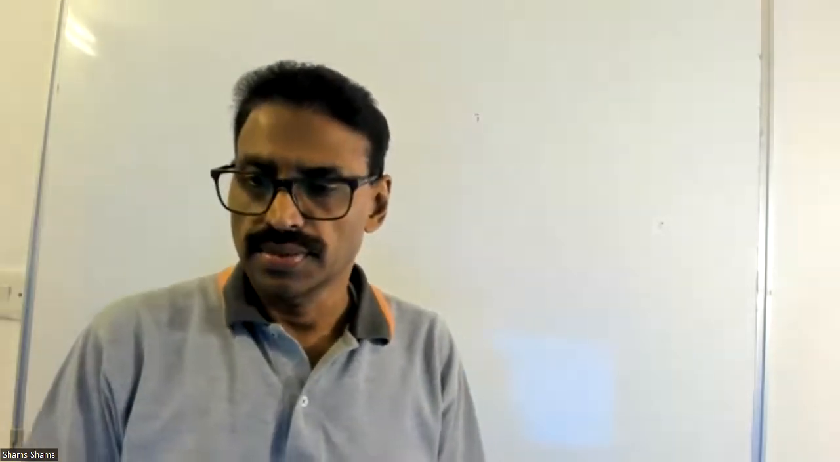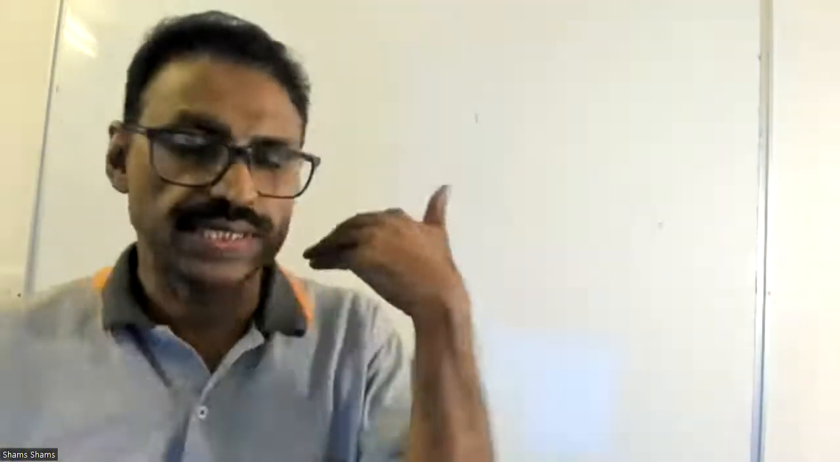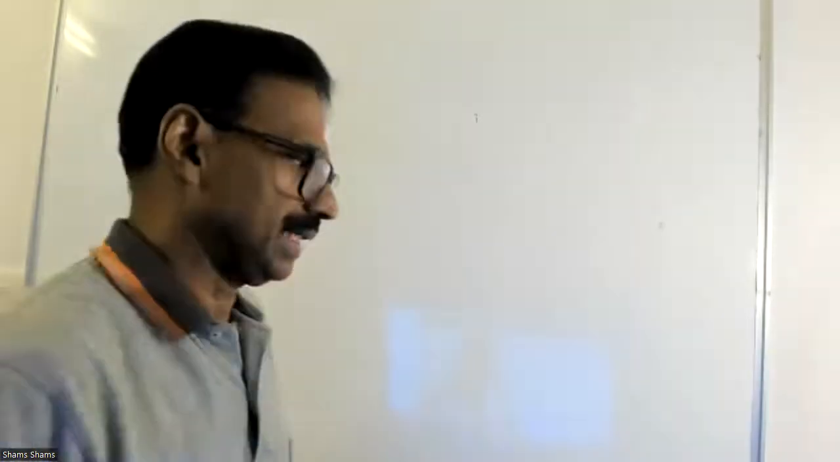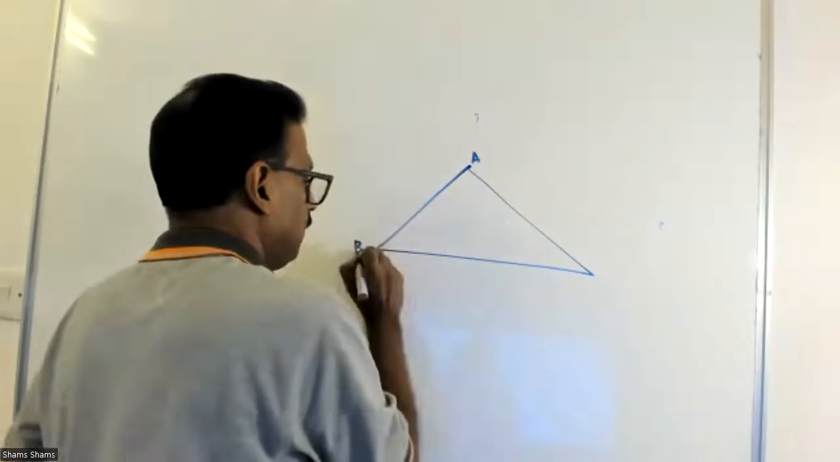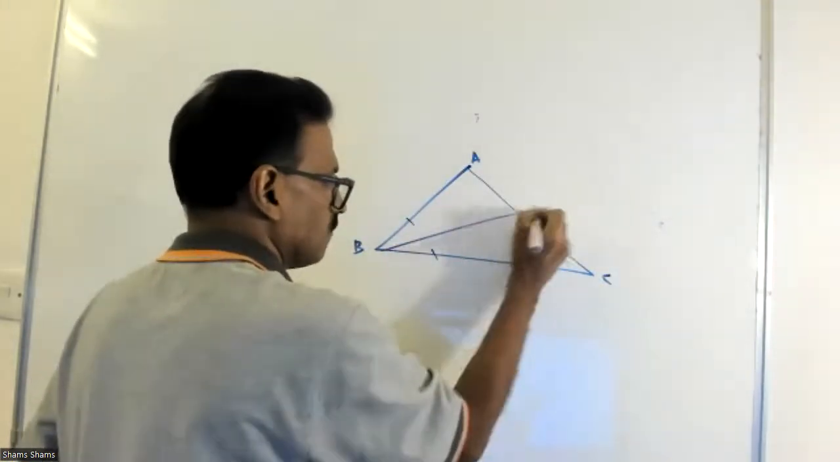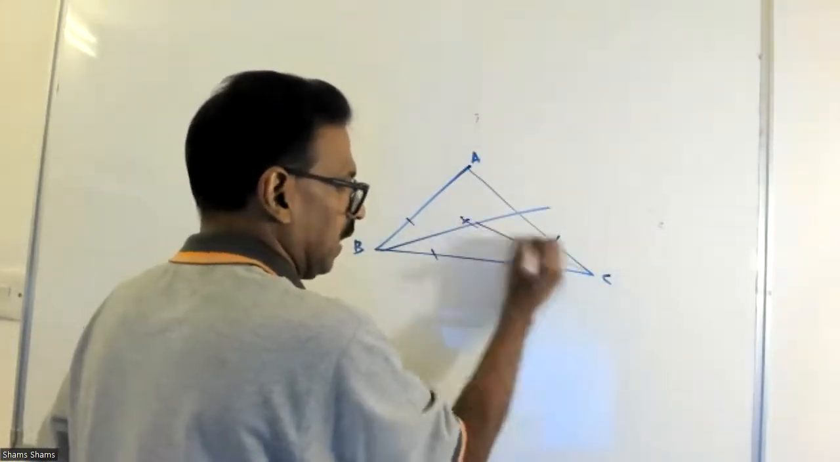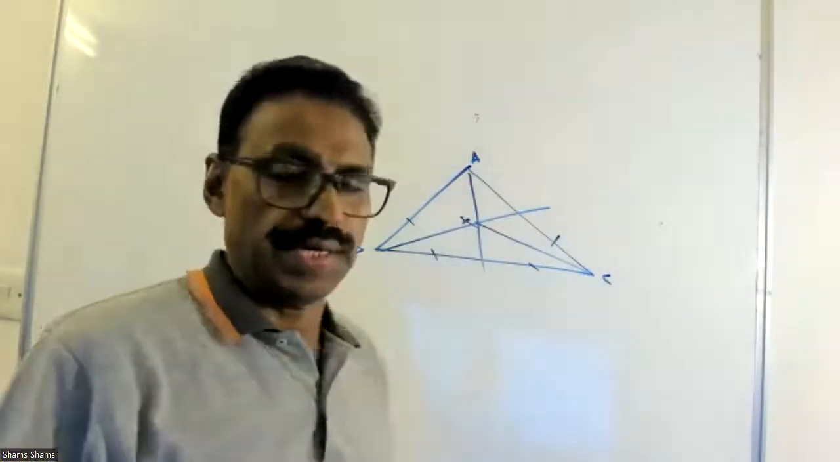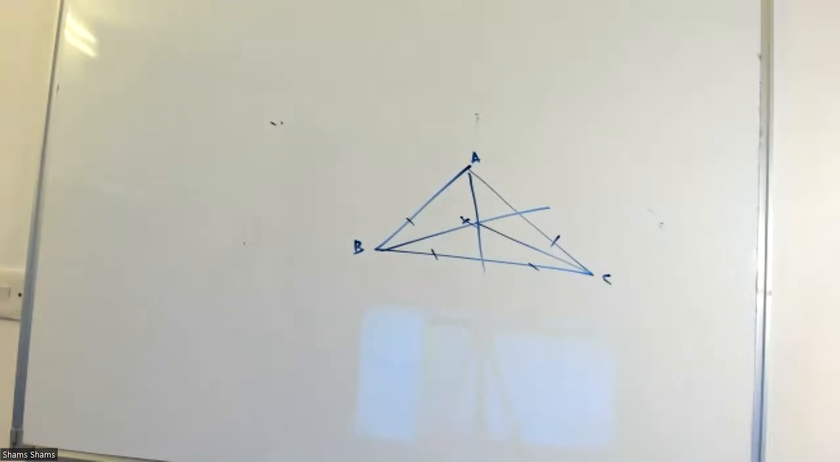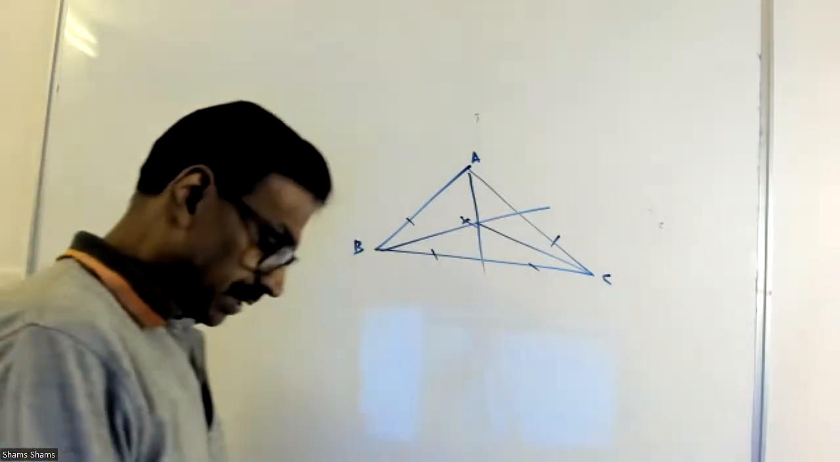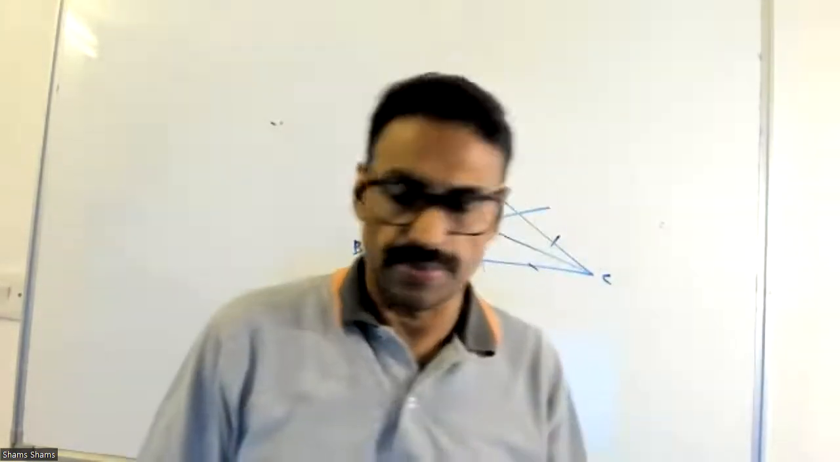No one remembers. Incenter means angle bisectors intersecting at a point. Right now, angle bisectors like A, B, C. This bisector. Angle bisectors intersecting at a point that is called the incenter. Bracket, you can write I, capital I. Angle bisectors intersecting at a point that is called the incenter.